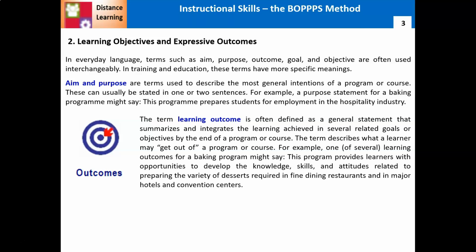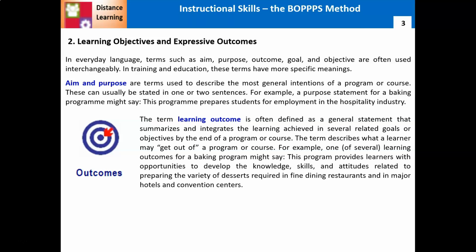But the term learning outcomes is often defined as a general statement that summarizes and integrates the learning achieved in several related goals or objectives by the end of a program or course. The term describes what a learner may get out of the program or the course. In many instances, we use that also at the end of a lesson. But for the lesson, we should understand the difference from an objective.